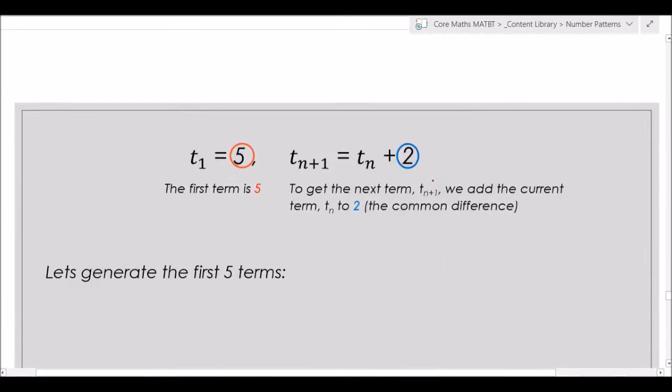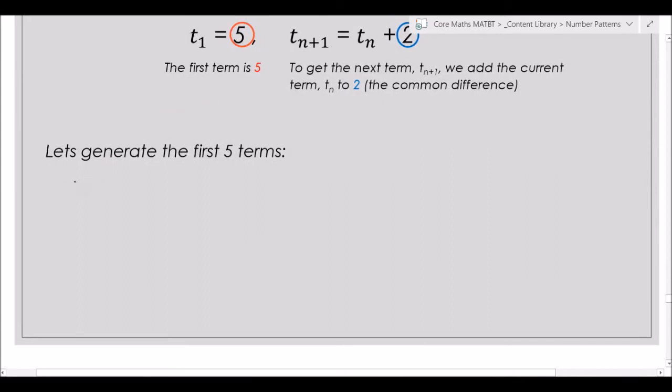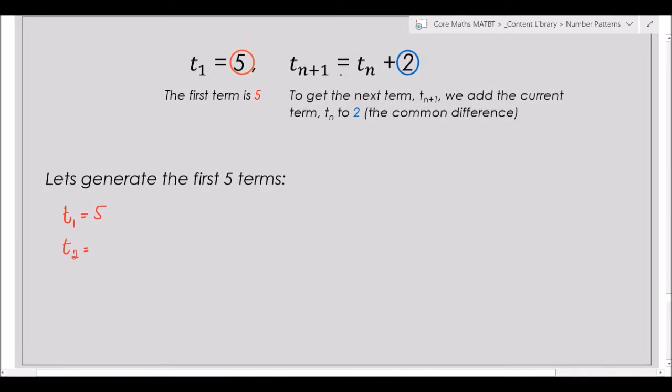So let's generate the first 5 terms. Term number 1, we already know is going to be 5. That's easy. Term number 2, let's use the recurrence relation. It's Tn plus 1 equals Tn plus 2, meaning the common difference is 2. Now, if I write this the long way around, it would be T1 plus 1 equals T1 plus 2. So what this becomes is T2 is equal to T1 plus 2. That's what that's saying.